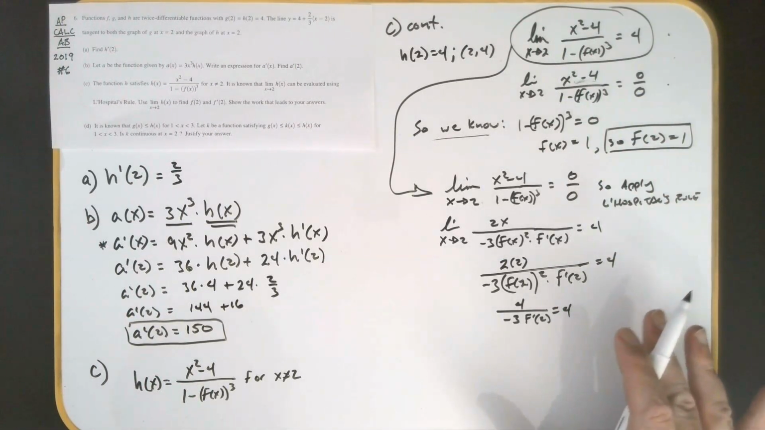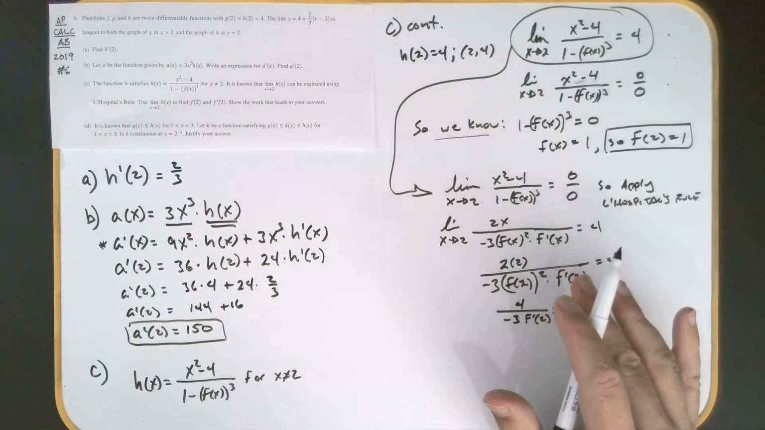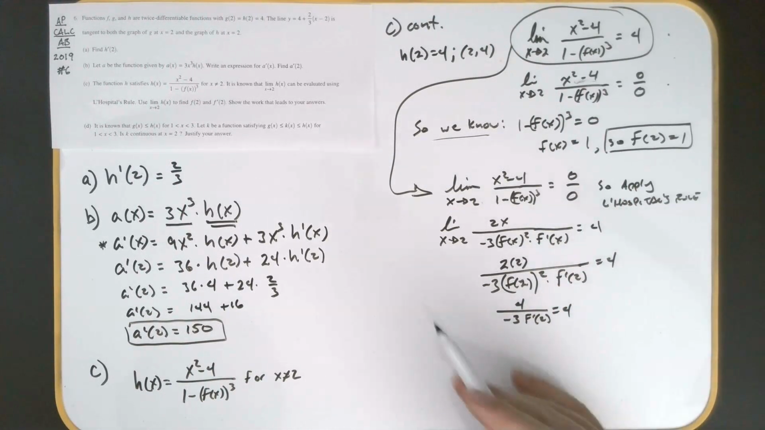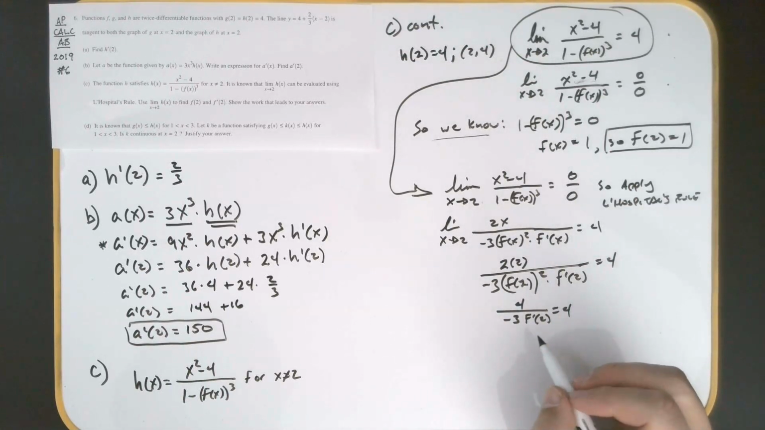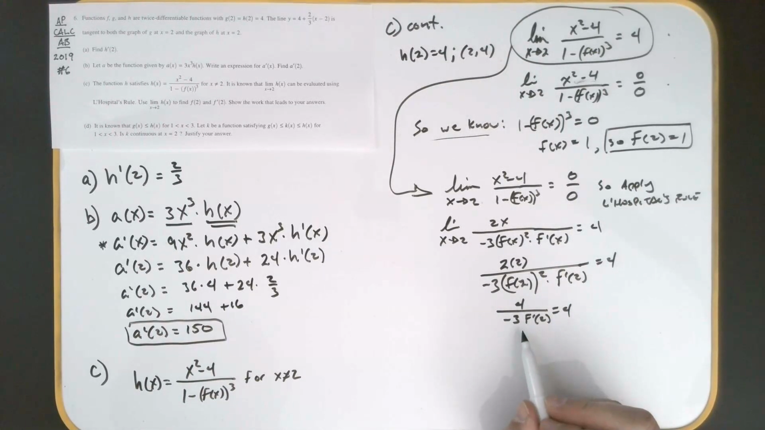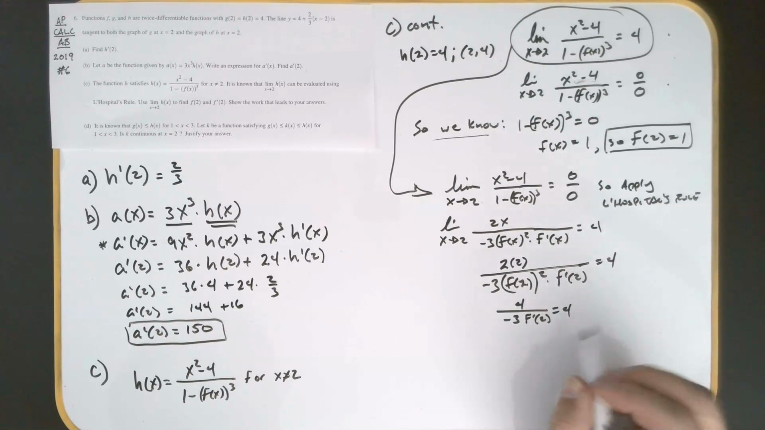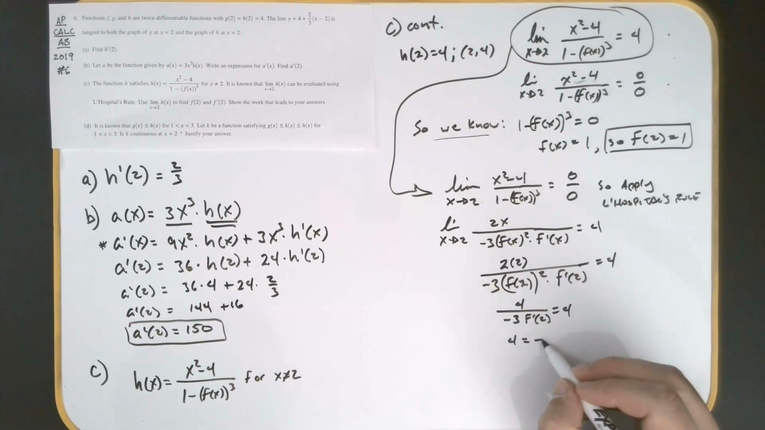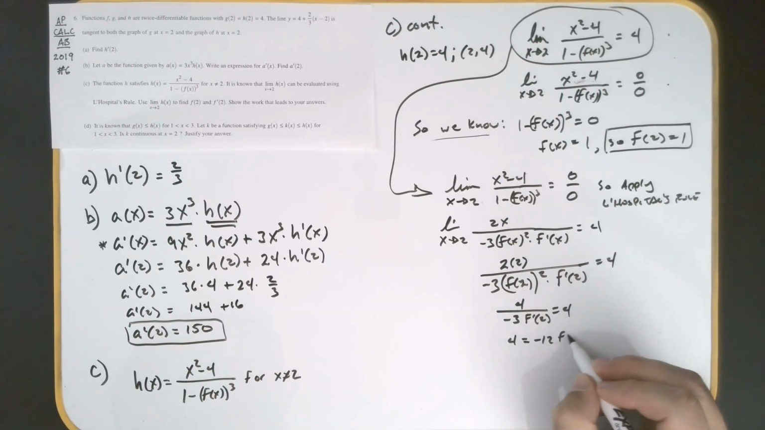I might wind up erasing some of this to have some space here to do d. Just rewind the video if you need to see that more. So what I'm going to do is cross multiply here. Just multiply both sides by the bottom. I would get negative 12 f prime of 2.